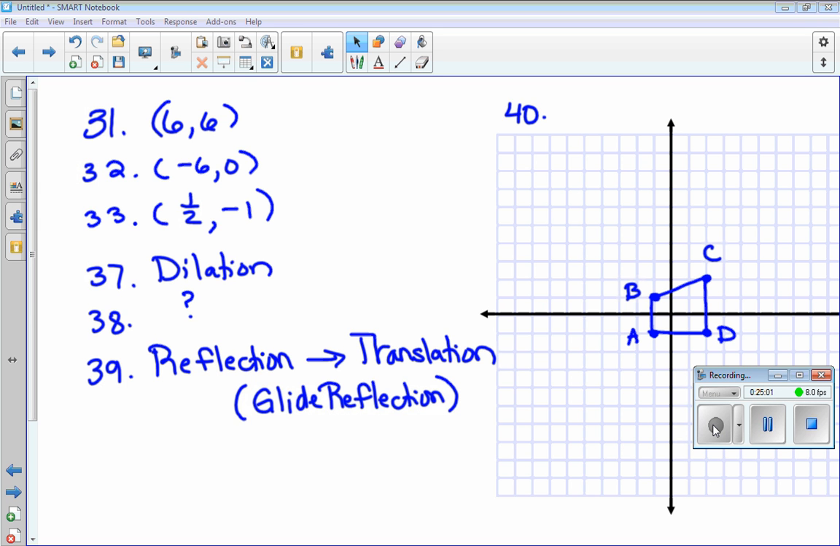What don't I know? What did you say it was? You thought it was a translation? Okay. If it was a translation, wouldn't they be the exact same size? Are they? No. So it can't be a translation. Do you see that? Not the same size. One's longer than the other, aren't they?